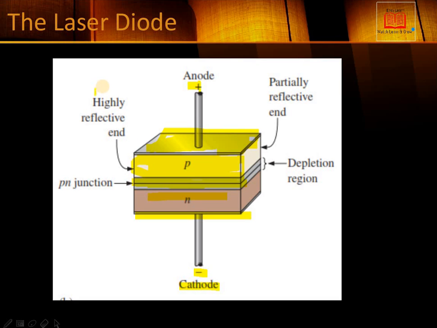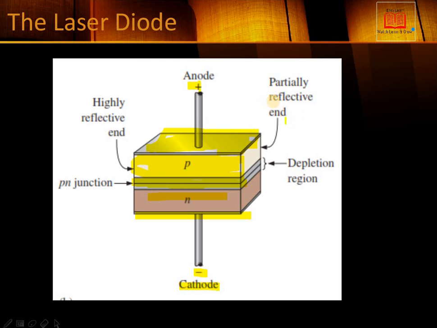And another very important thing here is the highly reflective end. This is the highly reflective end. One end is always highly reflective, and to produce monochromatic light or a single beam like a laser, this is very important.